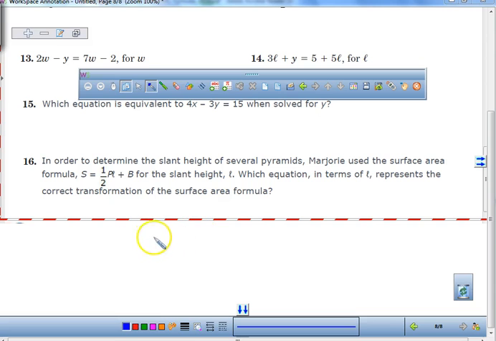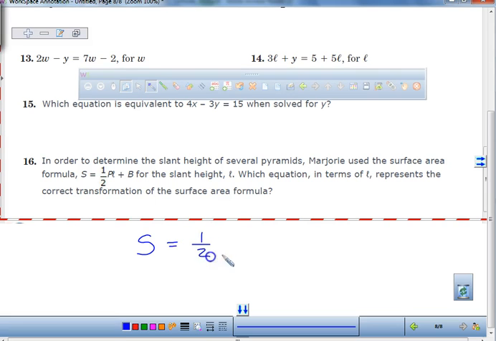So go ahead. You don't have to write all of the problem. All I want you to do in your journal is write this. Write a capital S equals 1/2 capital P. It's kind of a funny looking L. It represents the slant height.